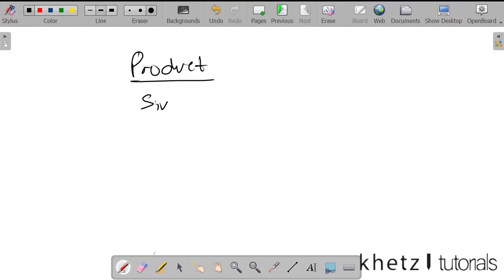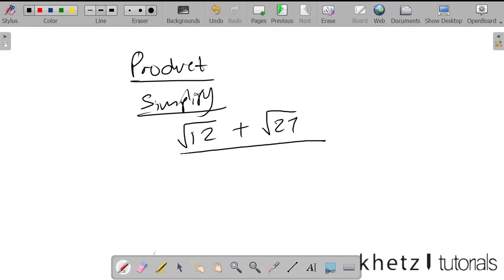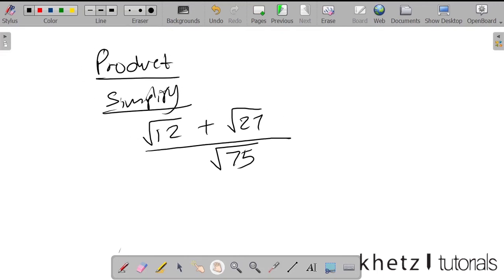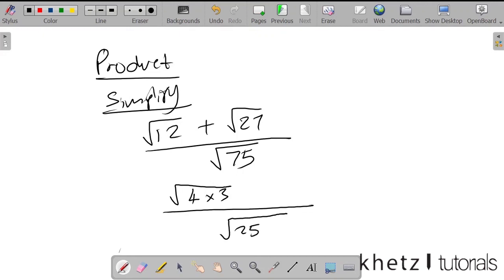Let's say now you're asked to simplify the following. Let's say you had square root of 12 plus square root of 27 divided by square root of 75, right? Now we can find factors of each of the values which we can compute the square root of. For 12, we can compute the square root of 4, and 12 is 4 times 3. At the bottom, we can compute the square root of 25, and 75 is 25 multiplied by 3. Here we can compute the square root of 9, and 27 is 9 multiplied by 3.